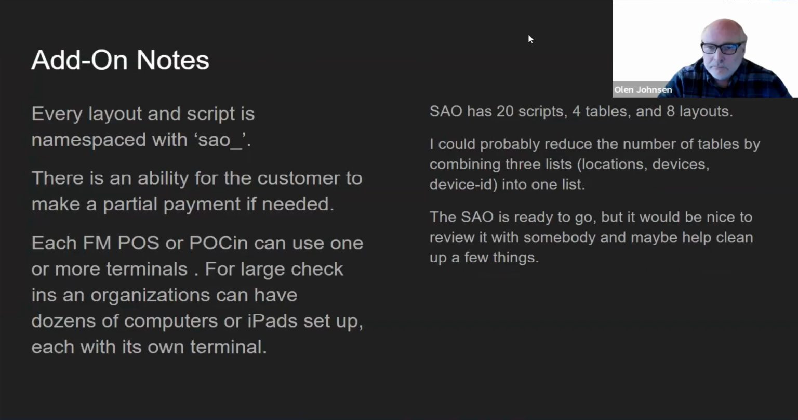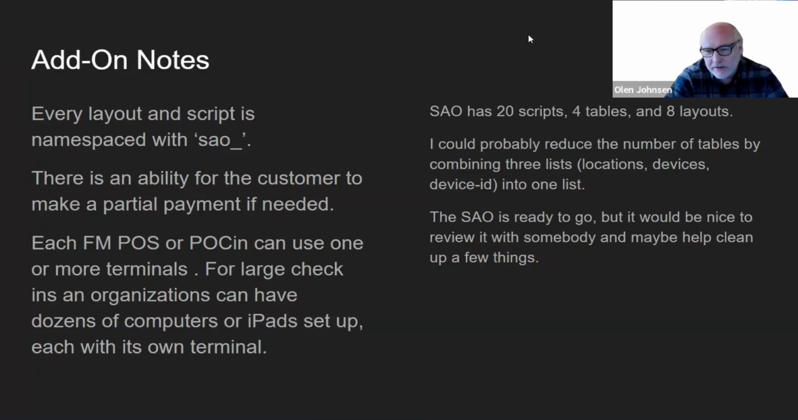Add-on notes. For the add-on, every layout and script is namespaced with SAO underscore, and they're all tucked away into different folders. There's an ability for the customer to make a partial payment if needed. It just pauses on the processing screen to let you enter a number, which is nice if someone wants to say, well, for us, like summer camp check-in, grandma's paying for half and I'm paying for half. You could do that.